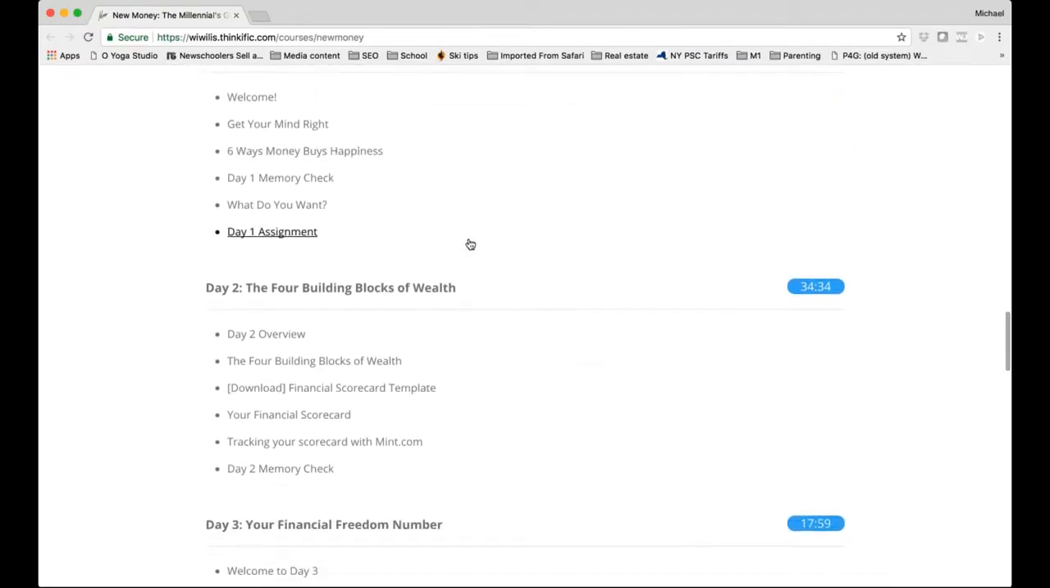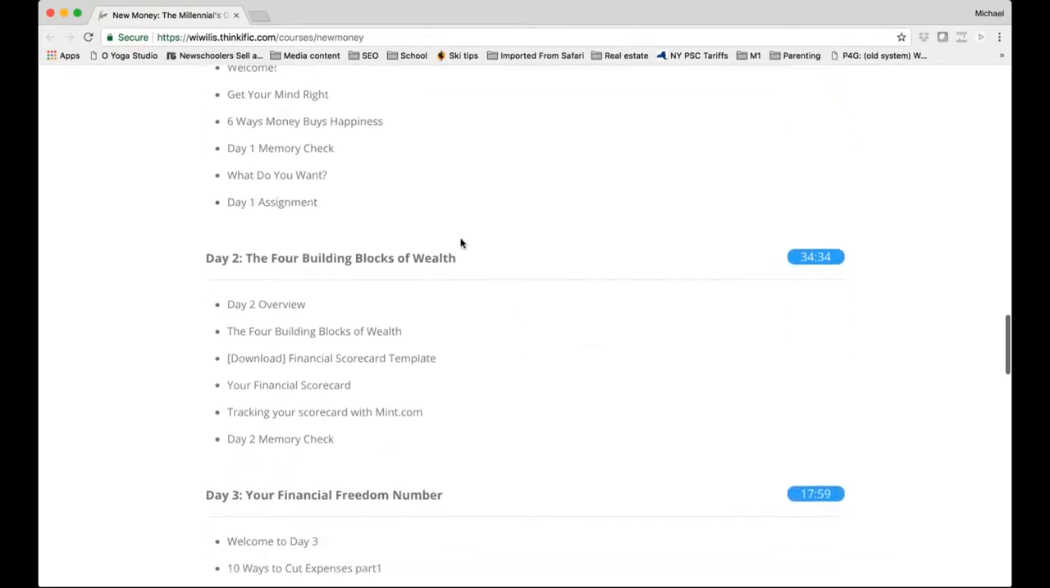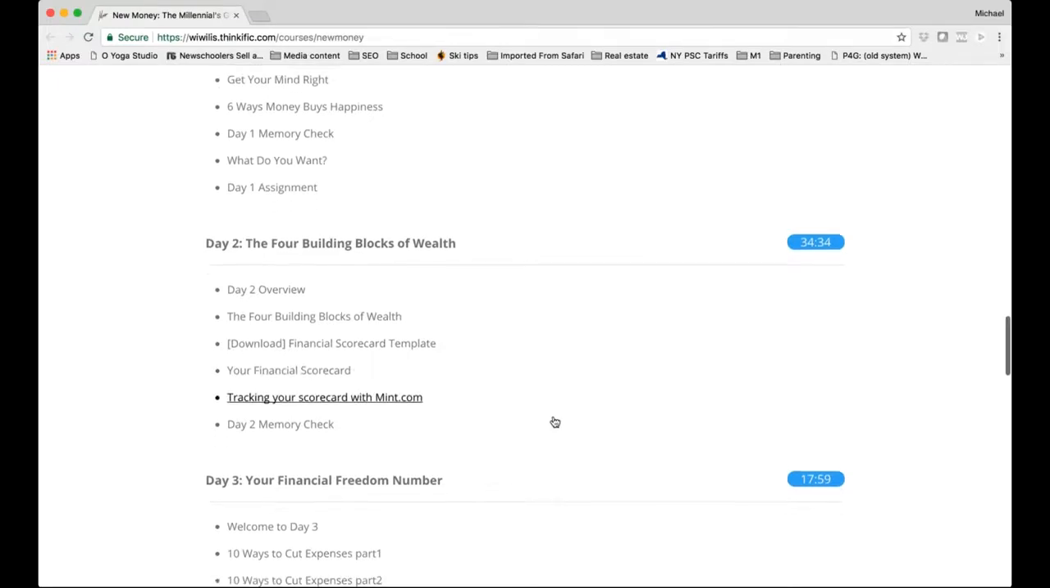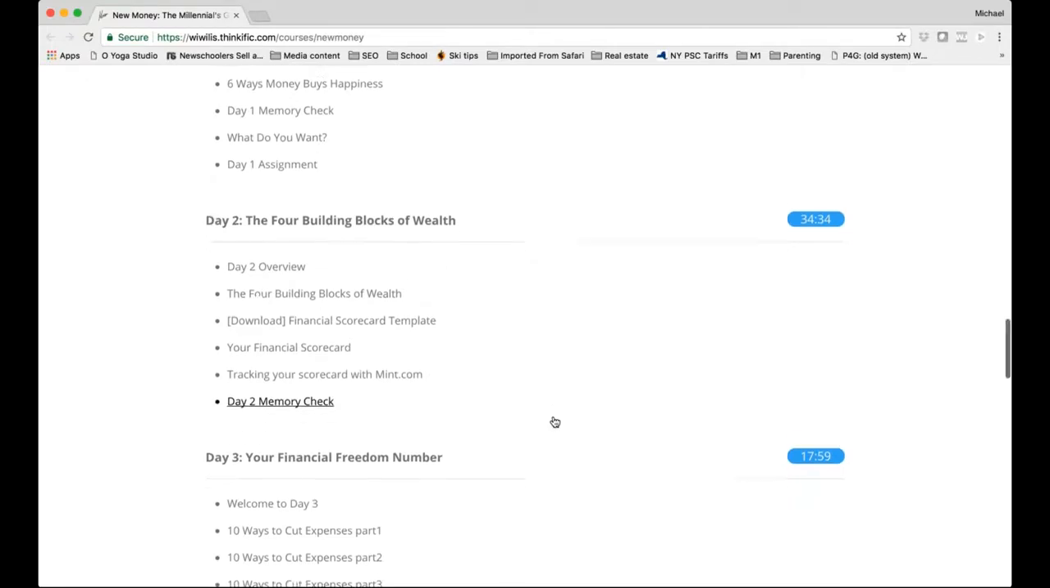So for day two, we talk about the four building blocks of wealth and we give you this financial scorecard. We're going to walk through exactly where you are financially. And you're going to need to do this, especially if you're going to buy a property, because the bank's going to want to know what you look like right now financially before they lend you all this money. So we come up with this financial scorecard, and then I show you how to automate it and track it with Mint. It's just a system that I use, so I have it on my phone. I know every day exactly what my financial picture looks like right on my phone.